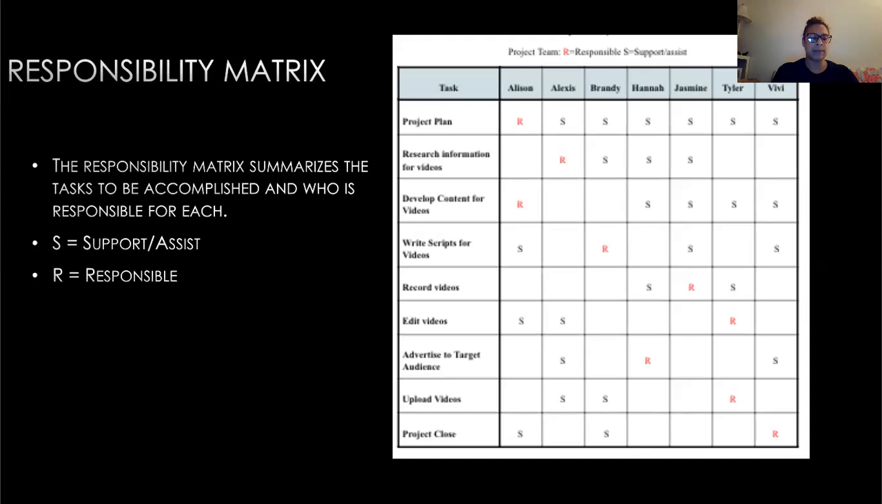The responsibility matrix summarizes the tasks to be completed and who is responsible for each. As you can see in this example, participants are given a designation of R or S. The R indicates who is responsible for completing that task. The S indicates everyone who supports in completing that task, but are not considered to be mainly responsible for it. This responsibility matrix may be referred to throughout all of a project. There may also be adjustments to fit any responsibility or task changes.